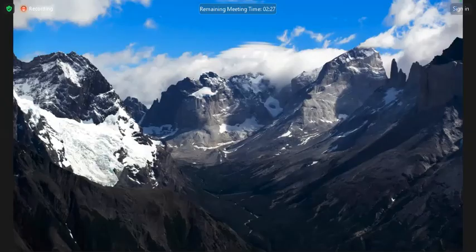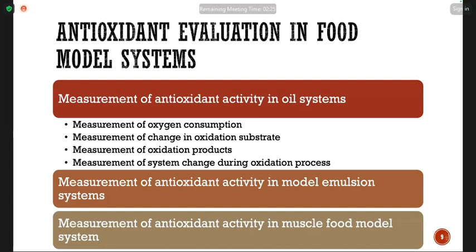So the next one, antioxidant evaluations in food model system. Let's say you develop a product, maybe from keropok. Maybe you produce a product from seafood, become a product, a candy or a snack. So this is the measurement model in food systems.